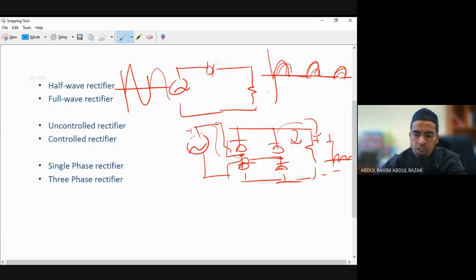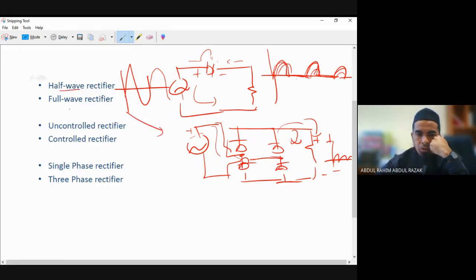This is an uncontrolled module, which means that you cannot control the diode. Once it's turned on, it's turned on. It will turn off only on the reverse bias. On the positive bias, it will conduct, but on the negative bias, it will block. Positive, it conducts. Negative, it blocks. Okay, so this is the half wave rectifier.